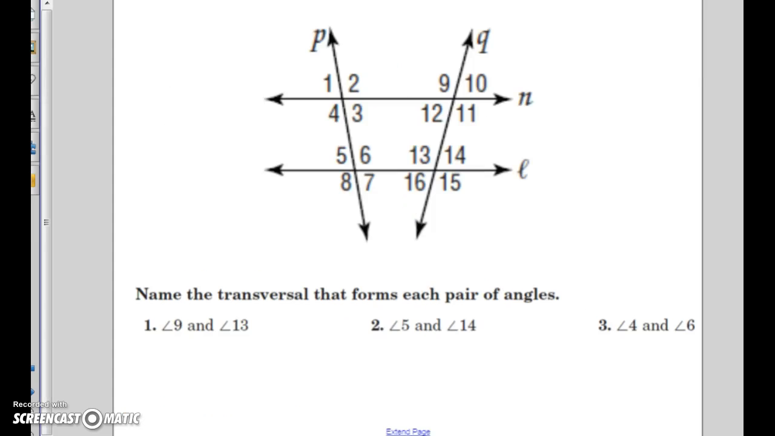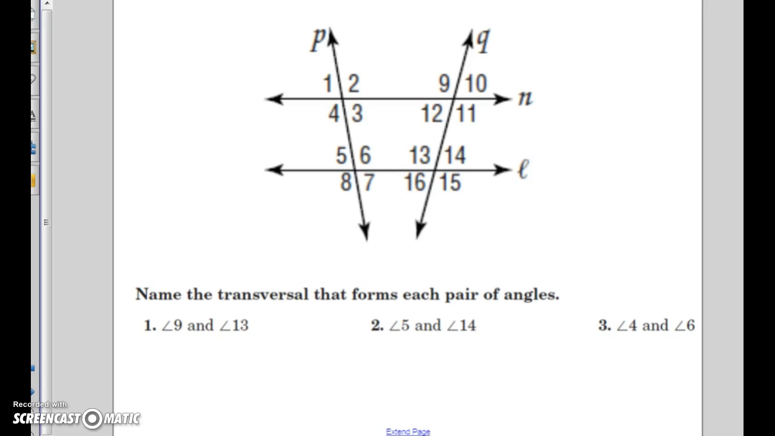Okay, so on this picture right here, notice there's a whole bunch of lines. Technically, every single one of those lines is a transversal, because line P goes through two lines, doesn't it? And line Q goes through two lines. And N goes through two lines. And L goes through two lines. So technically, all of those lines are transversals. But when we're working a problem, I'm not going to use all of that to answer the question.